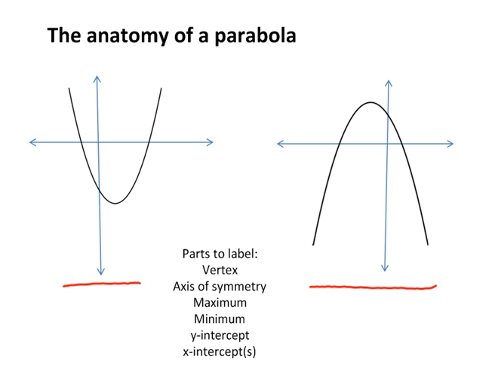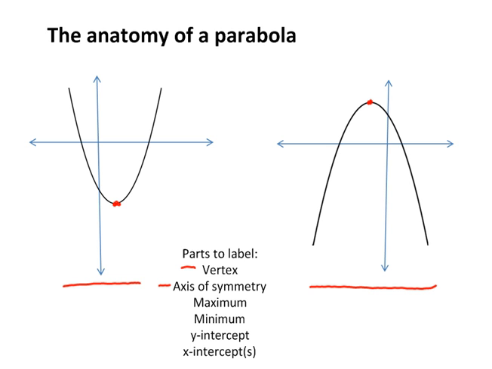Let's label the important parts, starting with the vertex. The vertex is the turning point on the parabola. So for a parabola that opens up, it's down here, and for a parabola that opens down, it's going to be that top point.